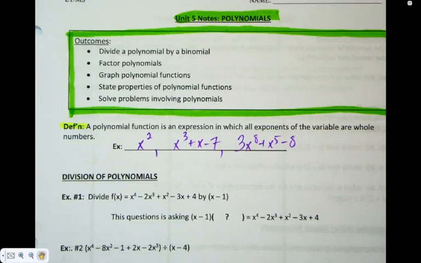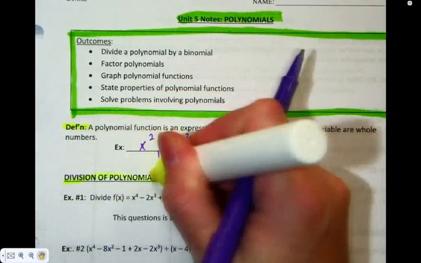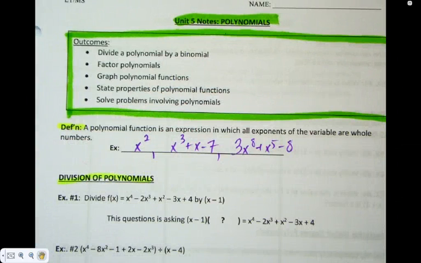Today we're just going to look at division. Again, it's theory to be able to graph. One of the first steps you do when you're graphing is divide, so we're just going to practice.